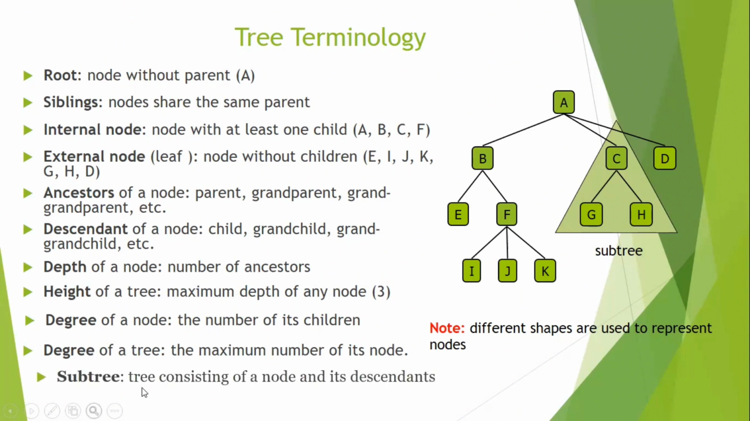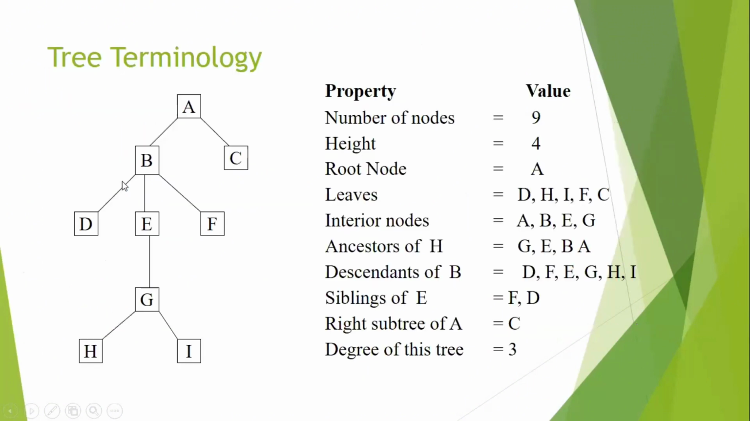Then a subtree is a tree consisting of a node and its descendants. This is the subtree in this illustration. Then an edge is a connecting line of a tree. So in the tree terminology, the number of nodes, based on the diagram, is 9.